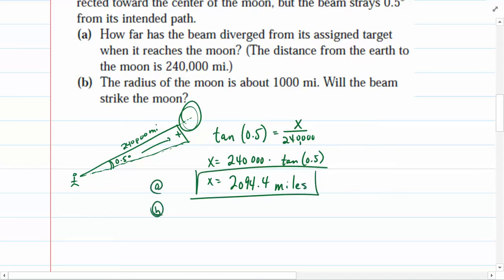Part B, does the beam strike the moon? The answer is no. The moon is only 1,000 miles across its radius. So if I was aiming towards the center and this half of a degree difference moved my laser 2,000 miles, then no, this would not strike any part of the moon. Kind of interesting when you think about it, how precise this would have to be in order for us to observe the moon from the Earth.